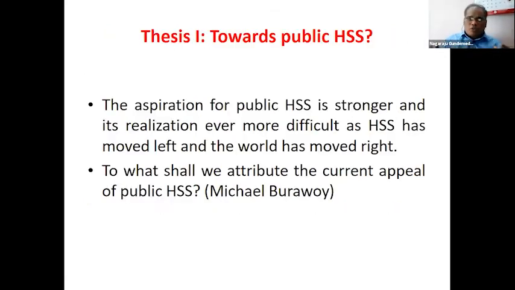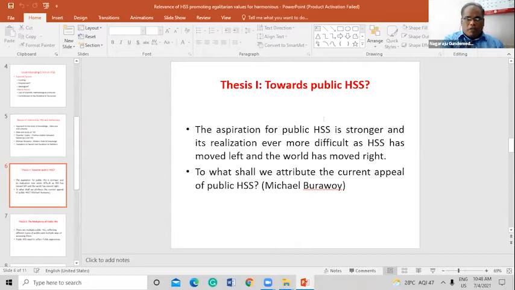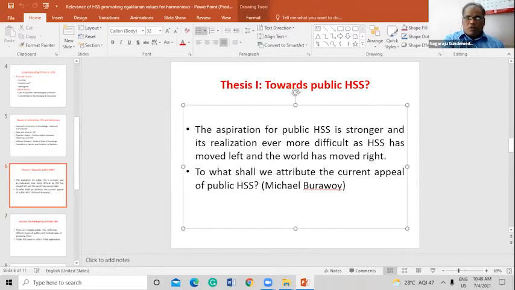So this is where, friends, what is the solution? Is there a possibility to work towards public HSS, public social sciences and humanities? I am taking the intellectual inputs from the writings of Michael Burawoy, who wrote an interesting article where he primarily used the concept called public sociology or public social sciences. So here the important question is that he makes an important observation.